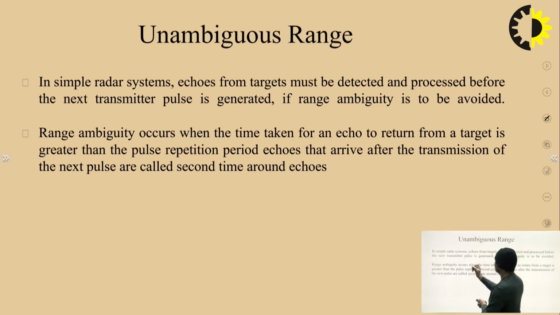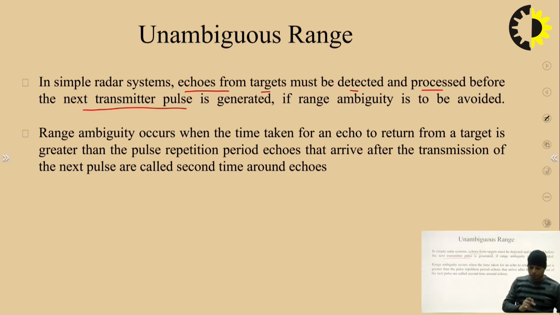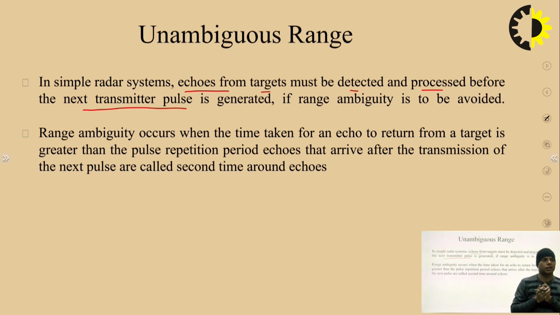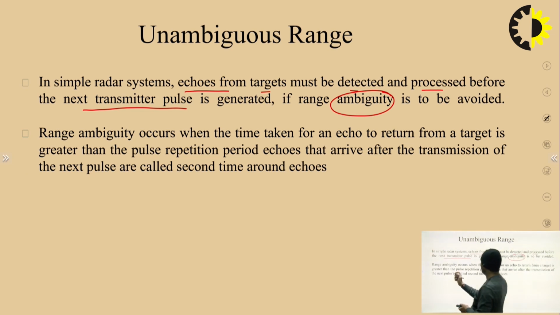So here it states that in a simple radar system, echoes from the target must be detected and processed before the next transmitter pulse. First we transmit, then we wait for some time, get the echo and process it for the information we want, and after that we transmit the next pulse. This ambiguity condition can be avoided, but if range ambiguity occurs, it is something like an error, so we can do some correction in that.